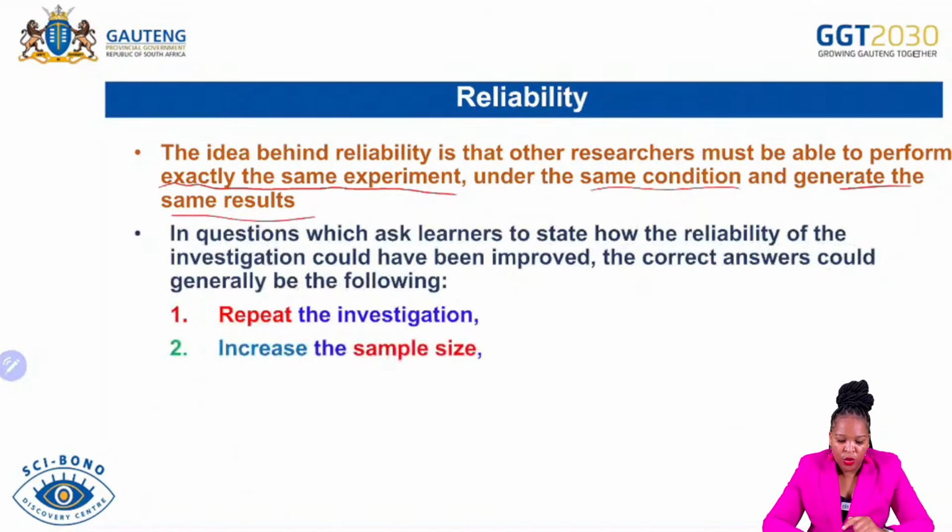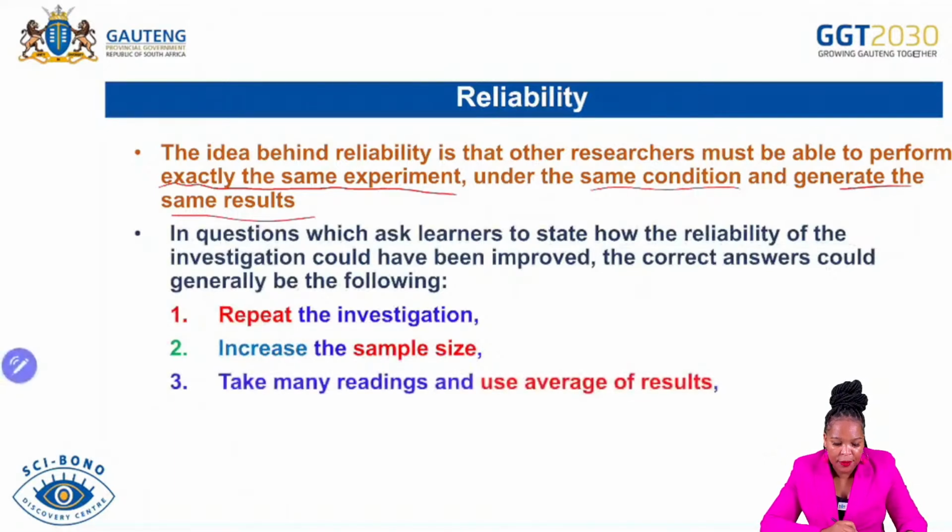Number two, you must increase the sample size. Your research cannot be reliable if you only use a smaller sample size. That can be biased. So if you use a larger sample size, then it shows that what you were investigating is actually true. So please, the answer here is you increase the sample size.